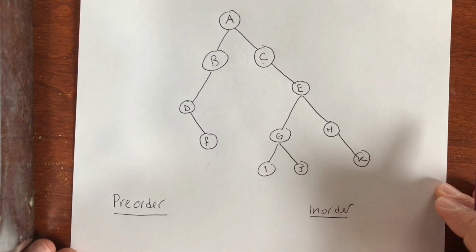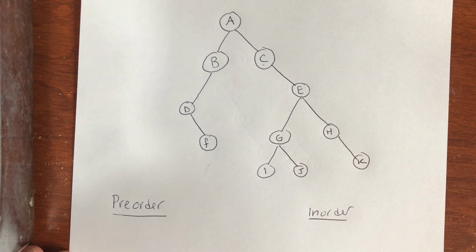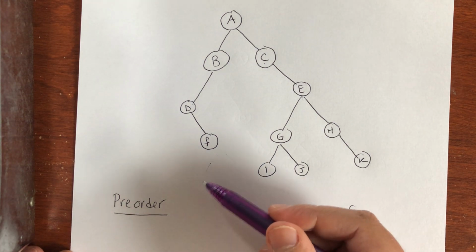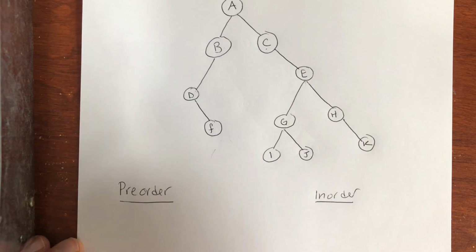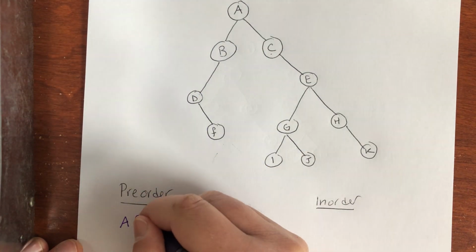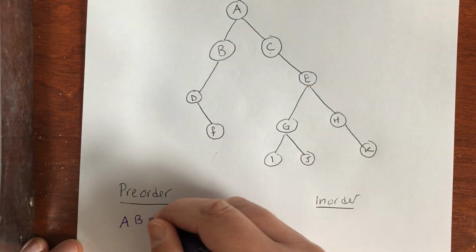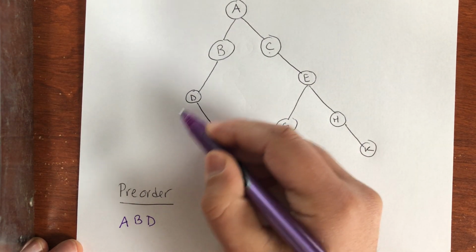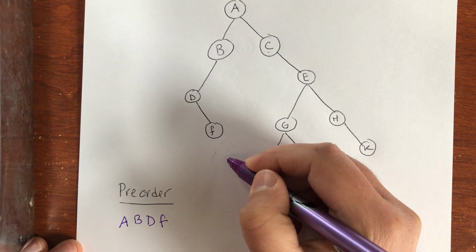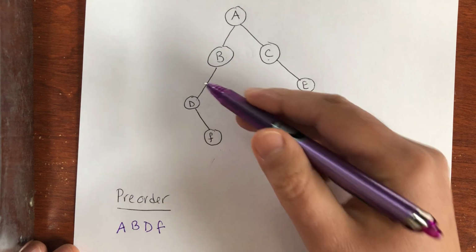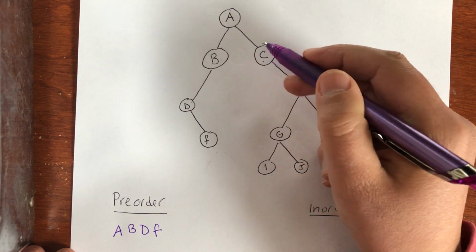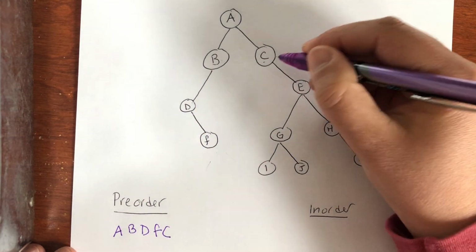We're going to start with the Preorder Traversal, and then we'll do the Inorder Traversal. Preorder Traversal, remember, says visit the root, then the left subtree, then the right subtree. So we visit the root first, that's A, then the left subtree, that's B, then I can still go left, so D. Now I can't go left anymore, so I go to the right subtree, which is F. Now I can't go left or right anymore, so I go up a level, back up to B. I can't go right, so go back up to A and go right.